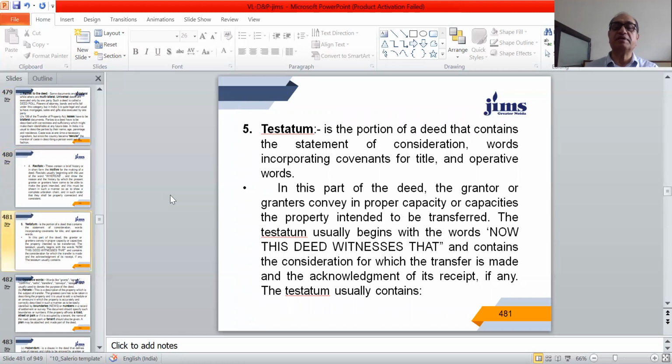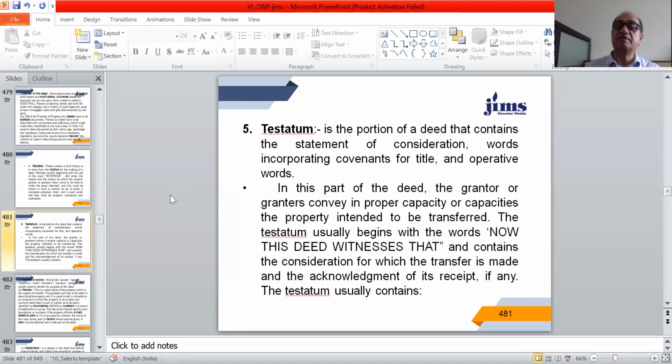Then the fifth portion of the deed is testatum. Testatum generally starts with the testimonial clause, and the paragraph begins with, now therefore this deed witnesses that. Testatum is that portion of a deed that contains the statement of consideration, say 1 crore rupees, and words incorporating covenant for title and operative words.